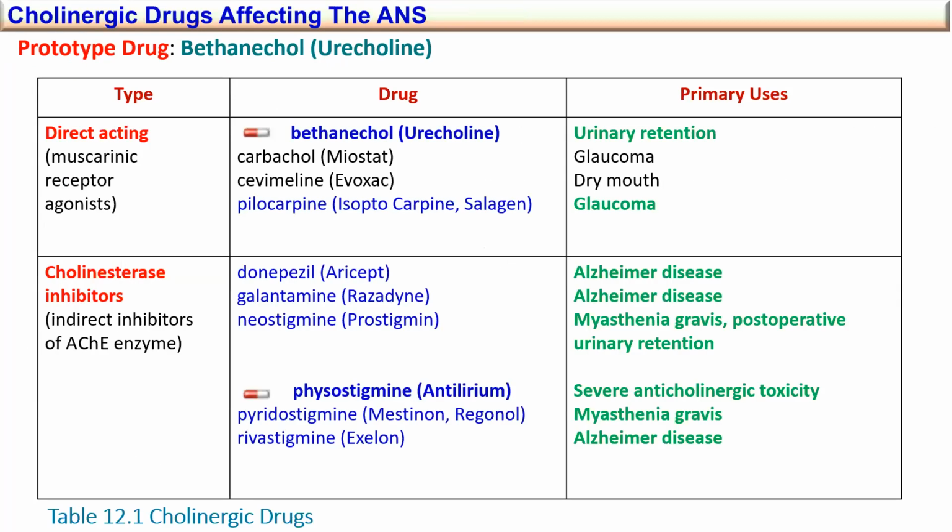Now a list of medications similar to bethanechol as a prototype drug. We have two sub-classifications: direct acting and indirect acting. Direct acting on the receptor are bethanechol and pilocarpine: bethanechol for urinary retention, pilocarpine for glaucoma, which is an eye drop. The cholinesterase inhibitors, the AChE enzyme inhibitors, are the indirect acting.